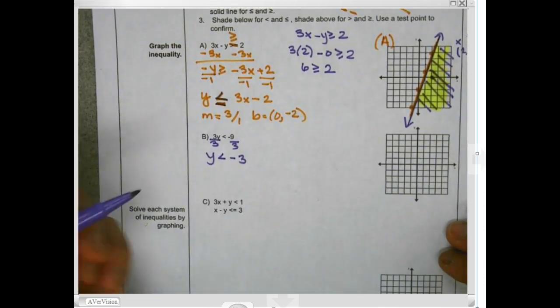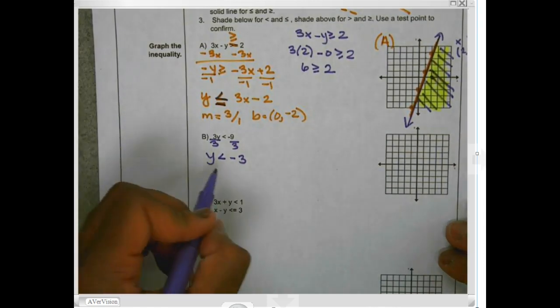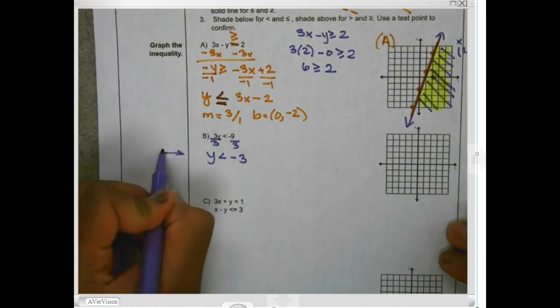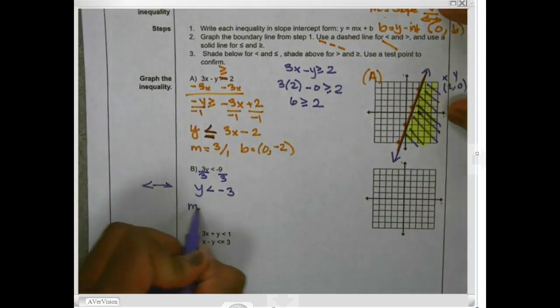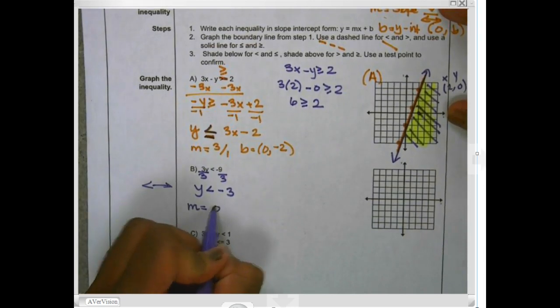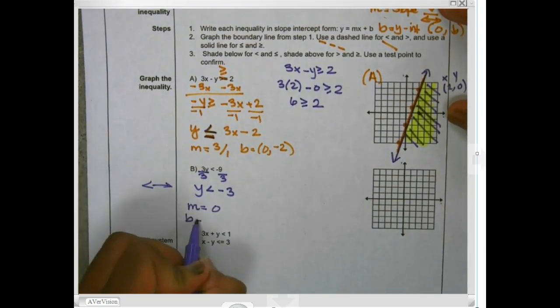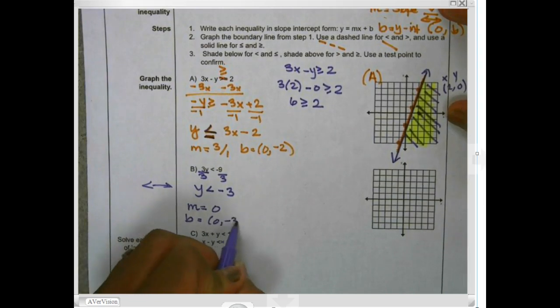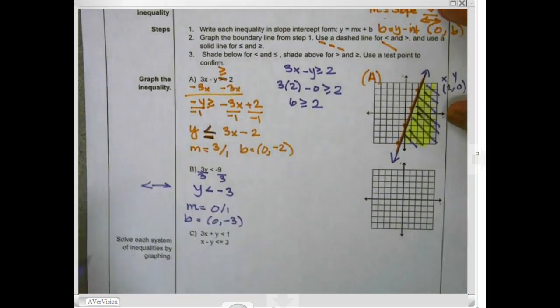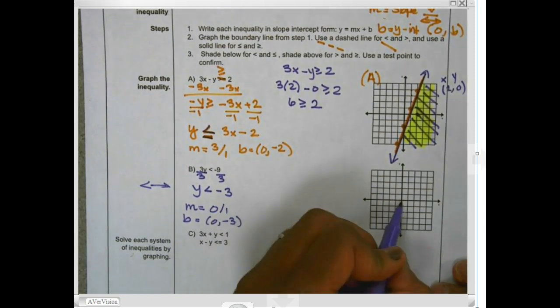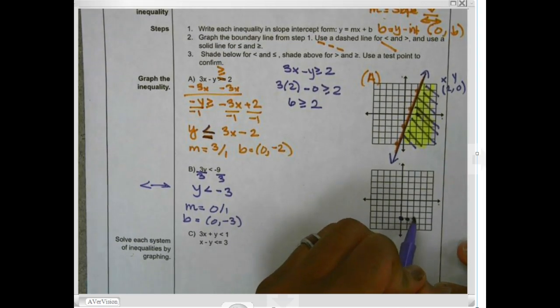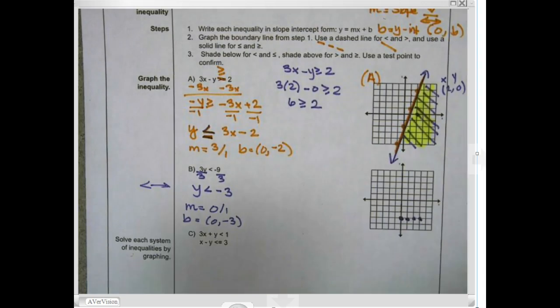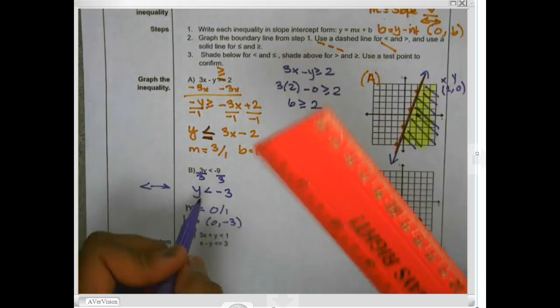I can either remember that this is going to be a horizontal line, or I can go back to my definitions that I have up here. I know that my slope, m, is 0 because there's not an x term, and the y-intercept is 0, -3. So as a fraction, it would be 0 over 1. So if I begin at 0, -1, 2, 3, then I'm going to go up 0, right 1, up 0, right 1, up 0, right 1. Now, this is my horizontal line, which is what we thought it was going to be.